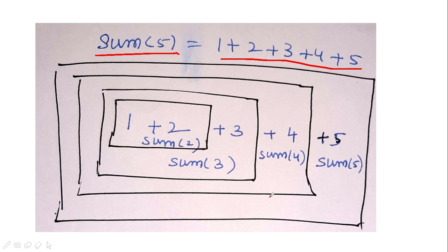The second look for the problem is you can say that sum of 5 is sum of 4 plus 5. You can look like this, it will be sum of 4 plus 5. And when you look at sum of 4, actually it will be sum of 3 plus 4, right? And similarly, sum of 3 is sum of 2 plus 3, and sum of 2 is sum of 1 plus 2, right?